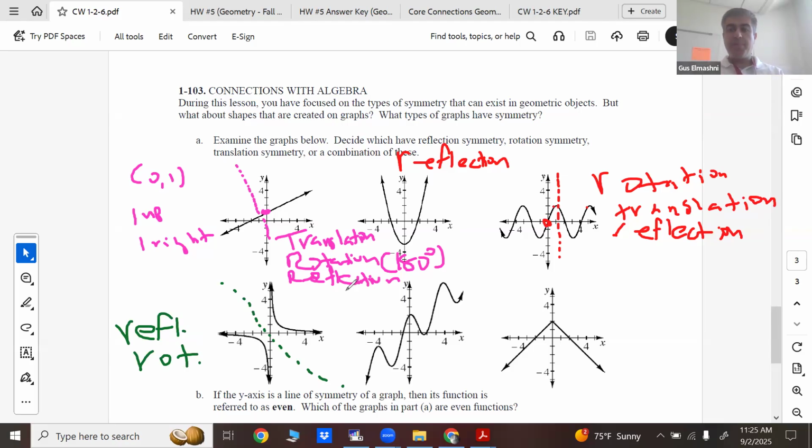What about the middle one on the bottom? Yeah, you can just translate. You can move it diagonally, but that's all. And you could just reflect, just like the parabola.